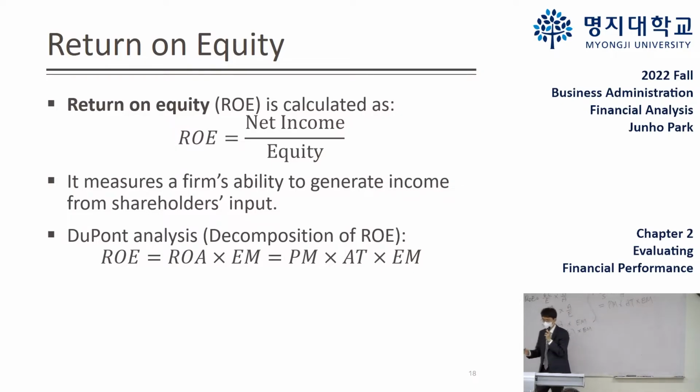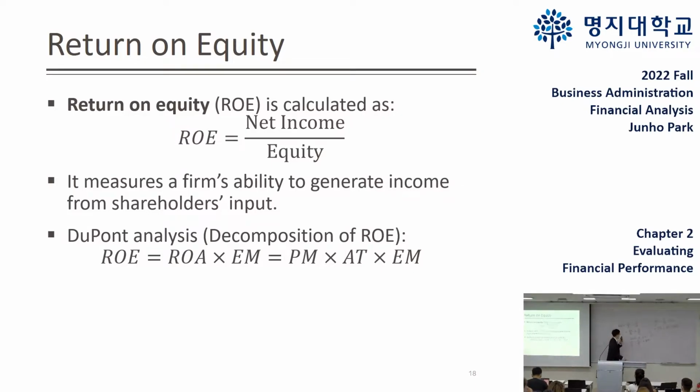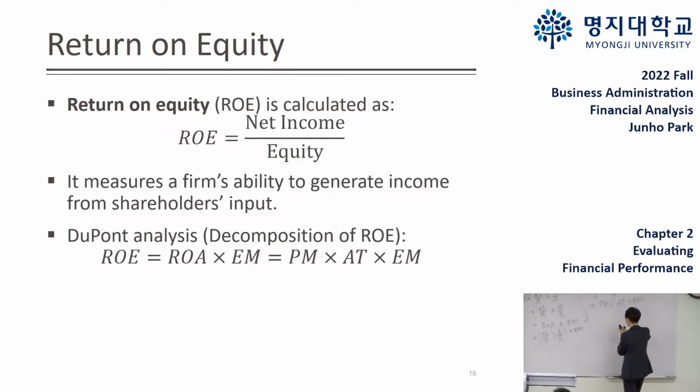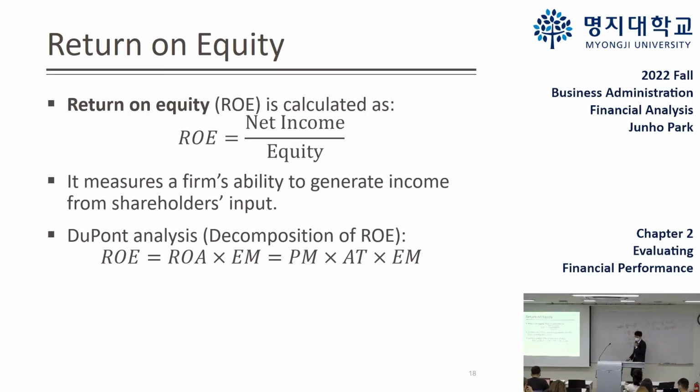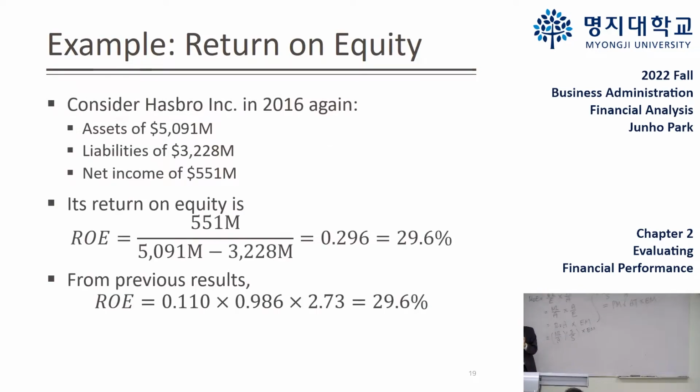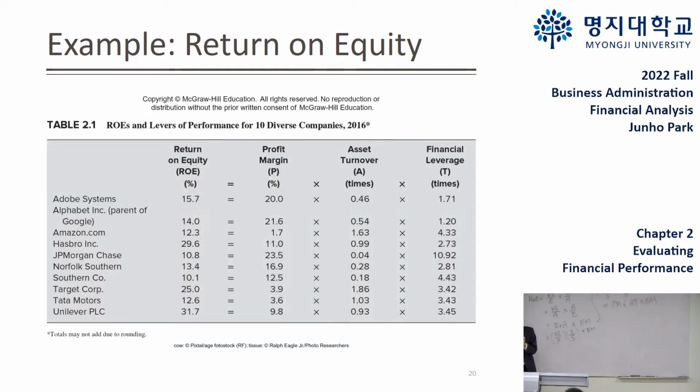So therefore, if you want to increase your ROE, you need to have a higher profit margin, you need to have a higher asset turnover, and at the same time, you need to have a higher equity multiplier. So it was a very simple mathematical formula. And here it goes.